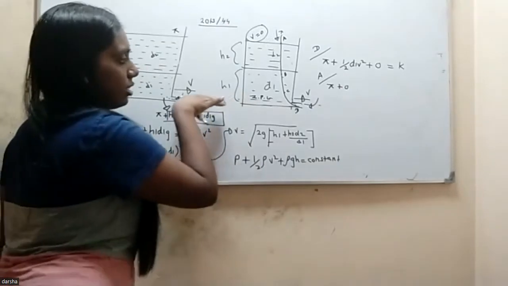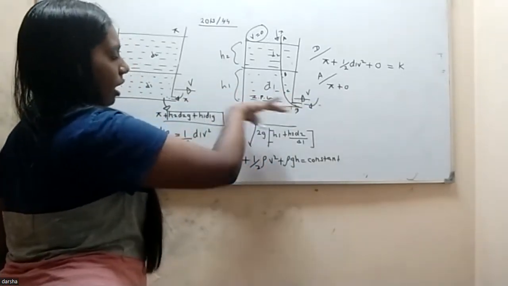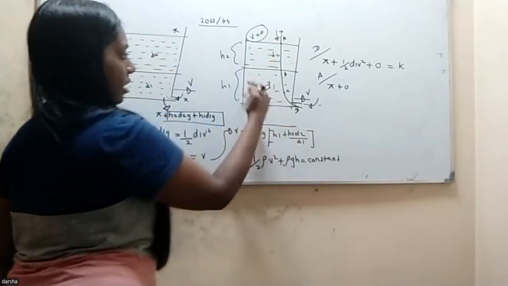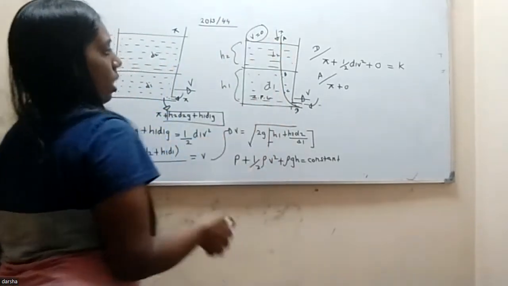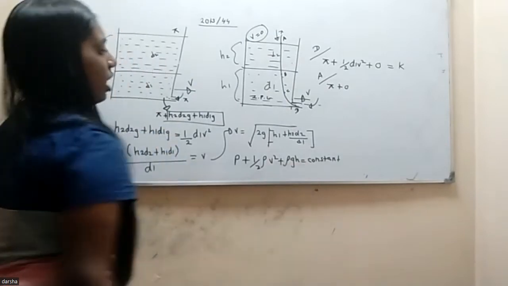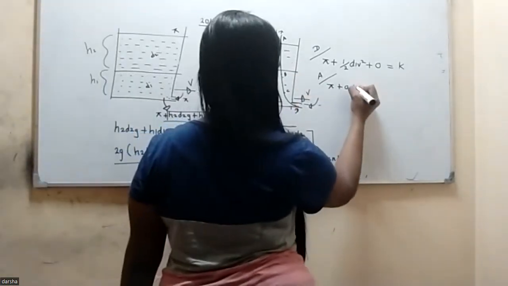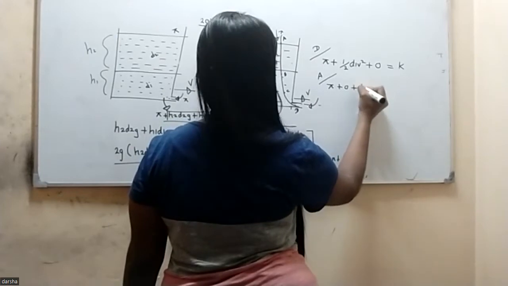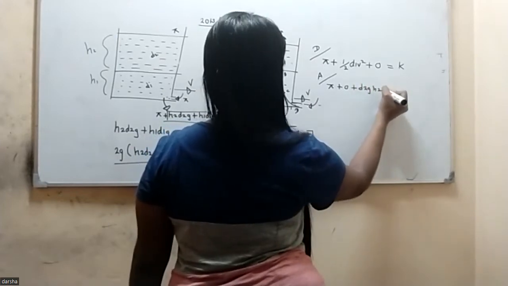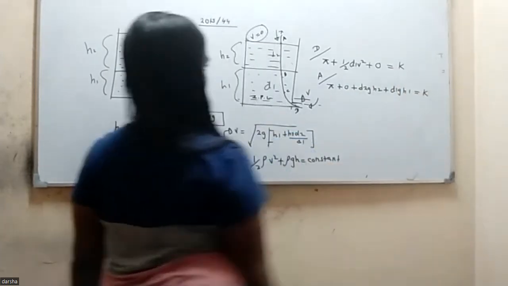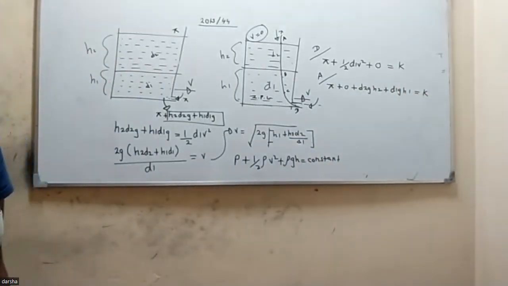Then, you see, this is the zero potential energy level. From the zero potential energy level, this point A is at a height H1 plus H2. Therefore, there is a rho gh term, that is potential energy per unit volume. Therefore, we can write rho2 g h2 plus rho1 g h1. This is the potential energy per unit volume. That is a constant.